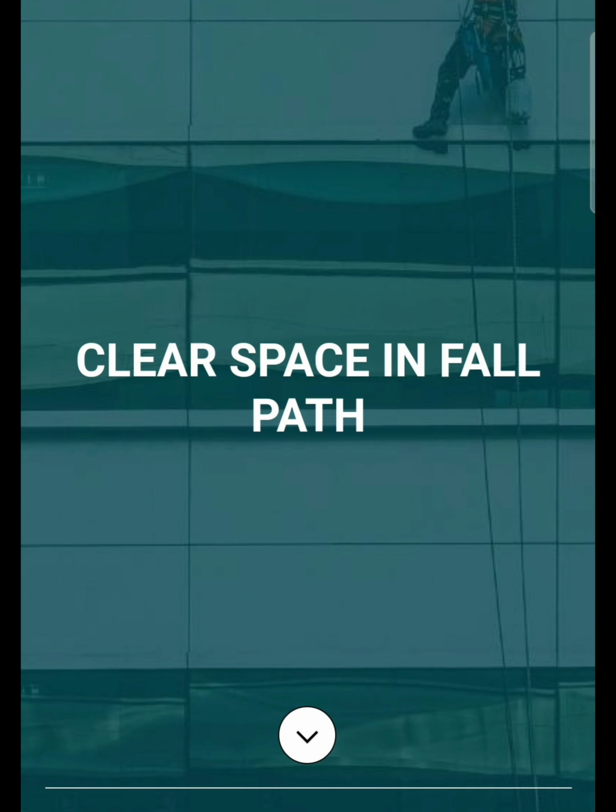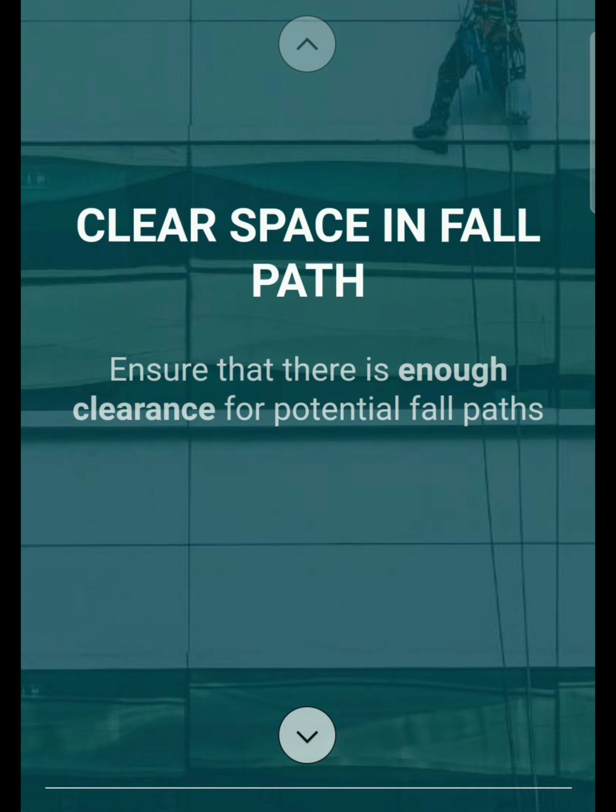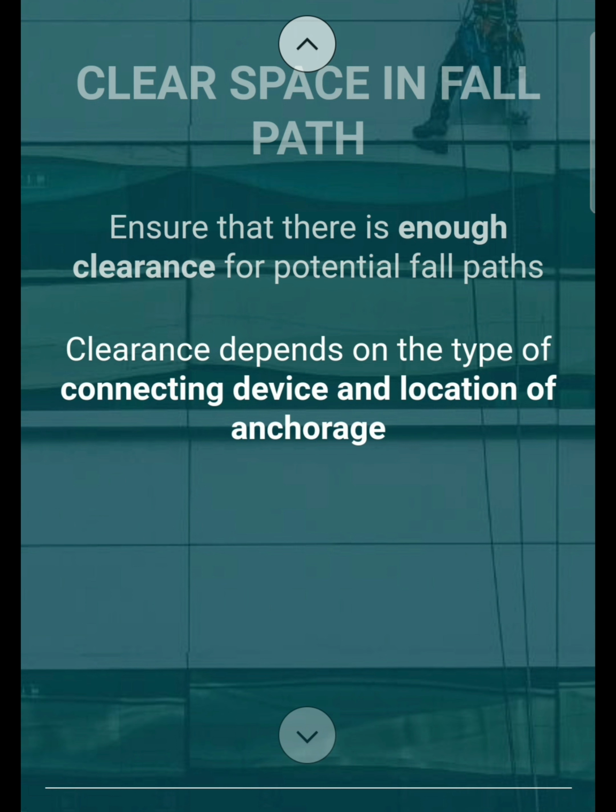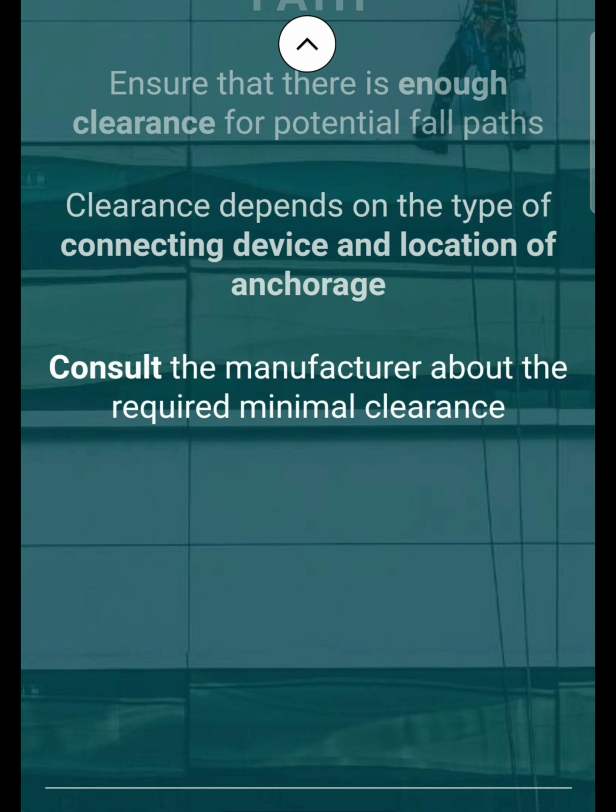Clear space in fall path. Ensure that there is enough clearance for potential fall paths. Clearance depends on the type of connecting device and location of anchorage. Consult the manufacturer about the required minimal clearance.